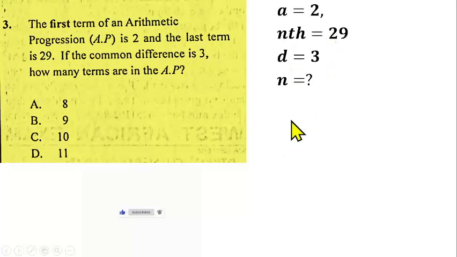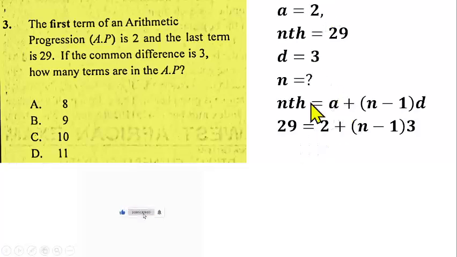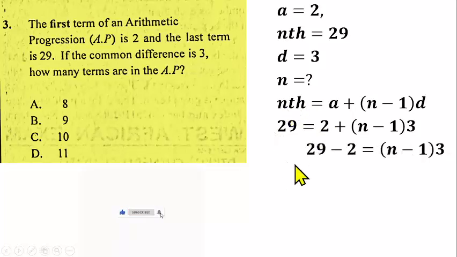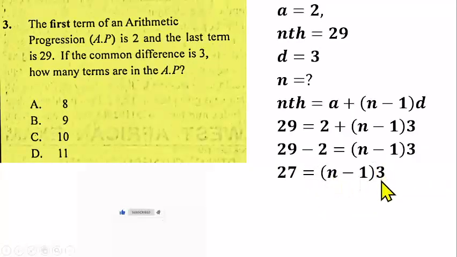We know that the nth term of an AP is equal to a plus (n minus 1) multiplied by d. So the nth term, which is also the last term, 29, is equal to the first term, 2, plus (n minus 1) multiplied by 3. We can collect like terms here: 2 can come to this side. We have 29 minus 2 equals (n minus 1) multiplied by 3. 29 minus 2 gives us 27.